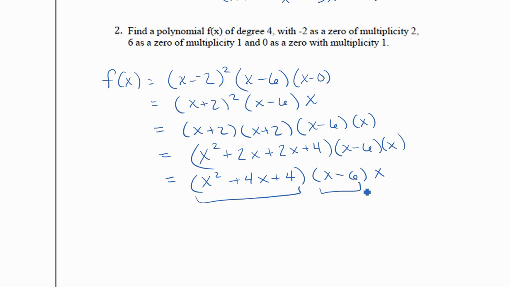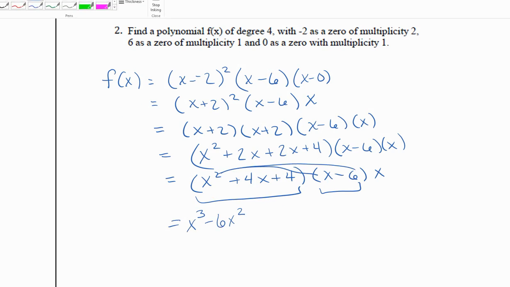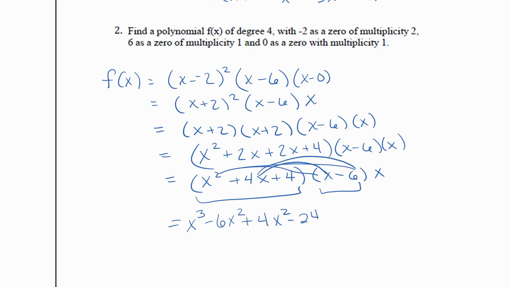And to do that, we're going to take the x squared times each of the terms. So we'll do x squared times x is x cubed. x squared times negative 6 is negative 6x squared. Now we need to do the 4x times each term. So 4x times x and 4x times negative 6. So that'll give us plus 4x squared minus 24x. And we need to take the 4 times each of the terms. So 4 times x is 4x. 4 times negative 6 is minus 24. And all of this is still times the x.